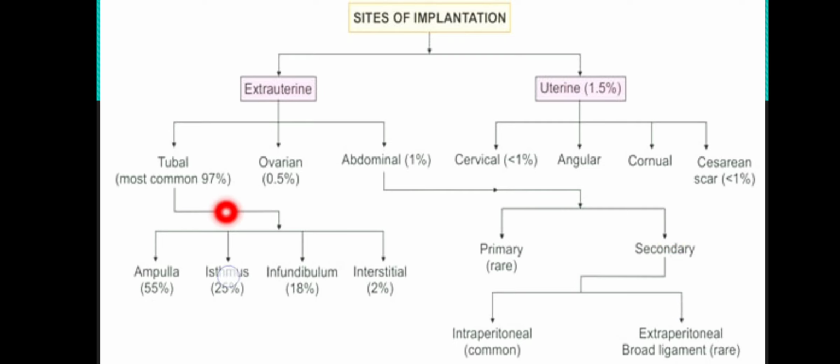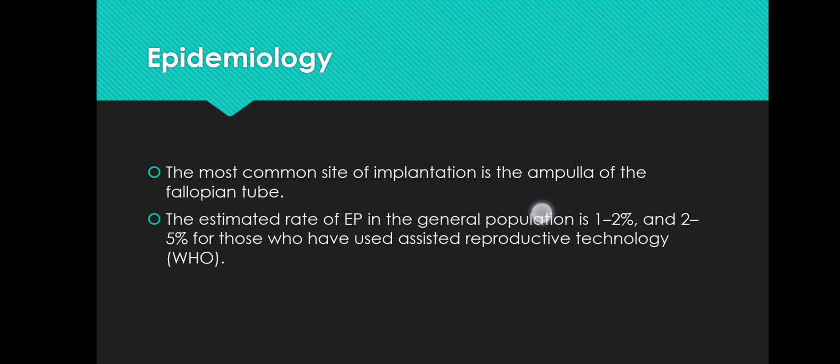Now, tubal is the most common site. Why? Because we know that fertilization occurs in the ampulla of the fallopian tube. So that is why the chances are increased there that ectopic pregnancy will occur in the tubes. Now, which sites in the tubes? It can occur in the ampulla, which is the most common site. Then it can also occur in the isthmus, the infundibulum, and the interstitial. So these are the different sites of implantation of the fertilized egg in forming an ectopic pregnancy.